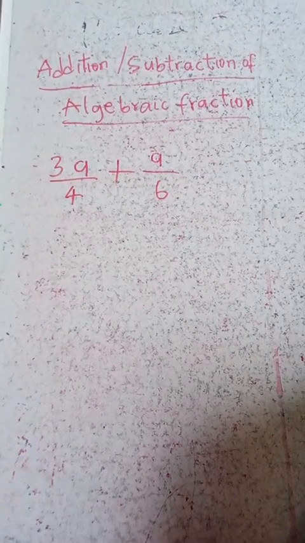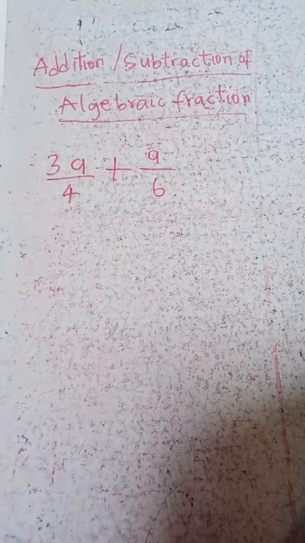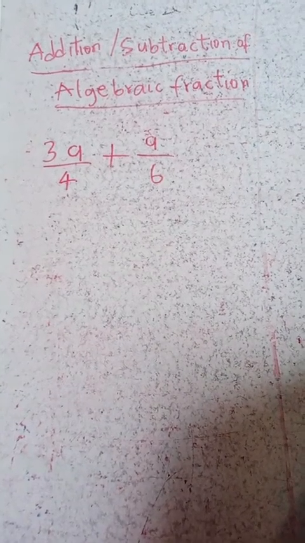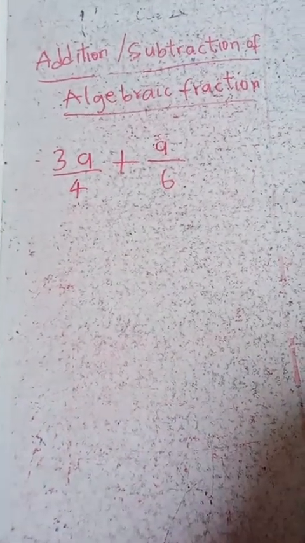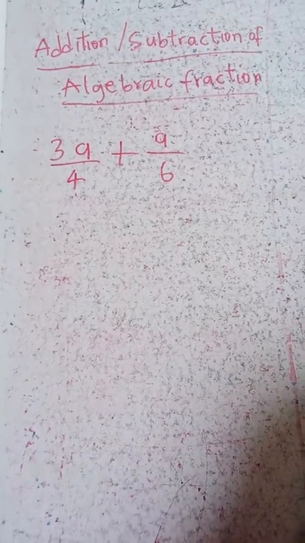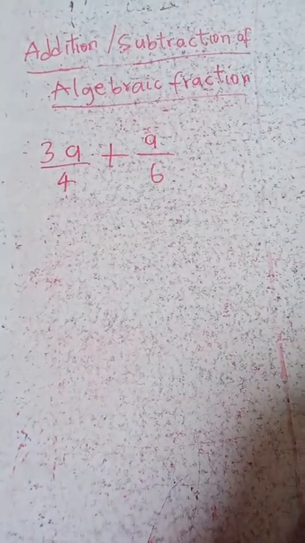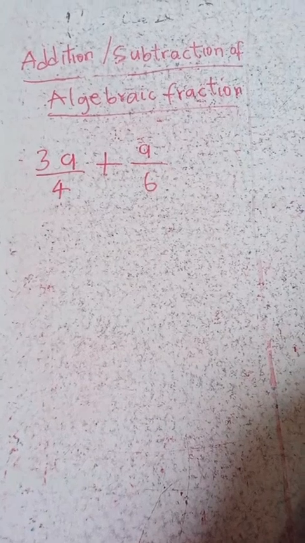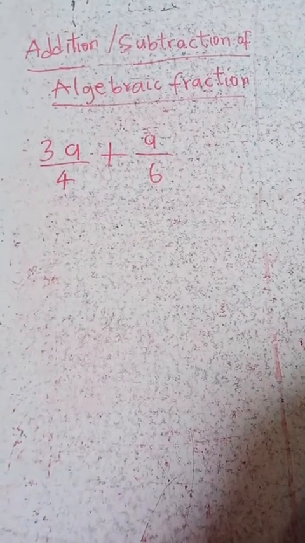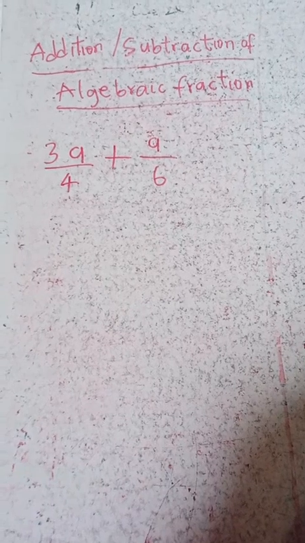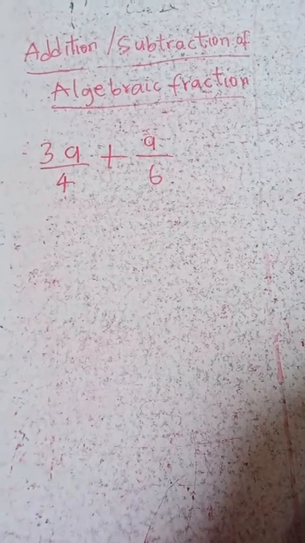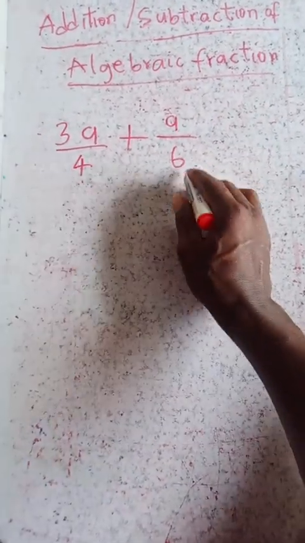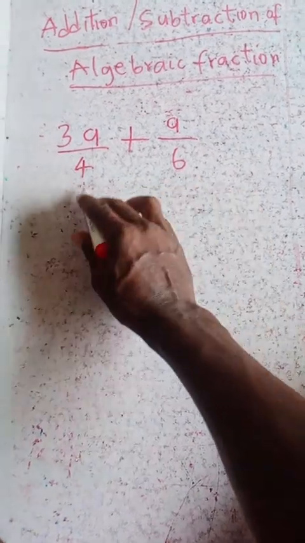Today we are going to be talking about how to add and subtract fractions containing alphabets. The first question here is 3a over 4 plus a over 6. Anytime you see fractions being added or subtracted, the first thing you do is find the LCM of the denominators. The denominators here are 4 and 6, so you find the LCM of 4 and 6.